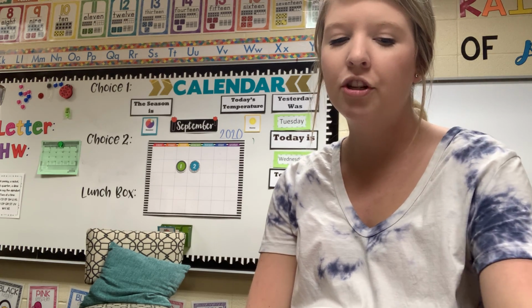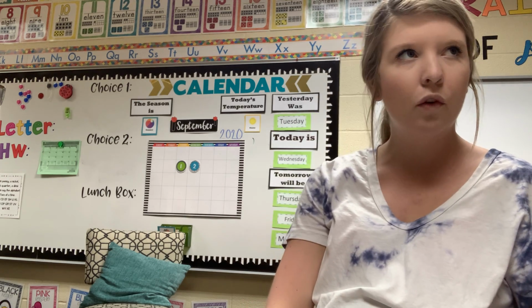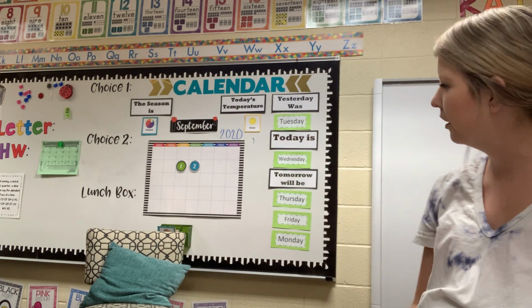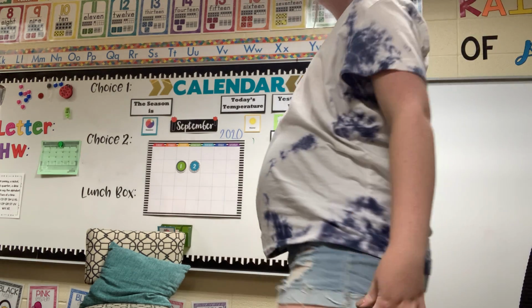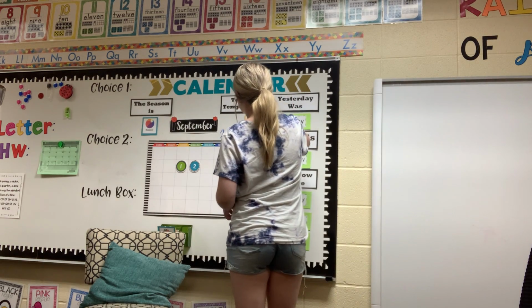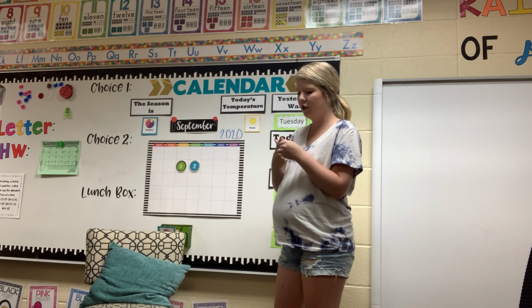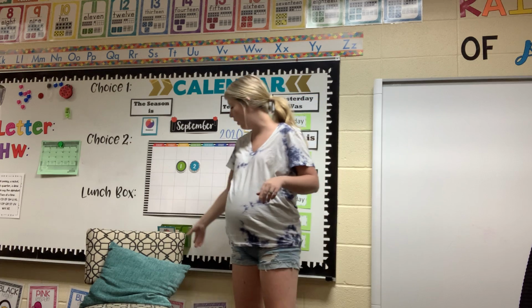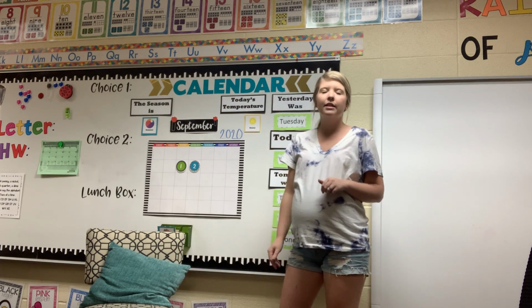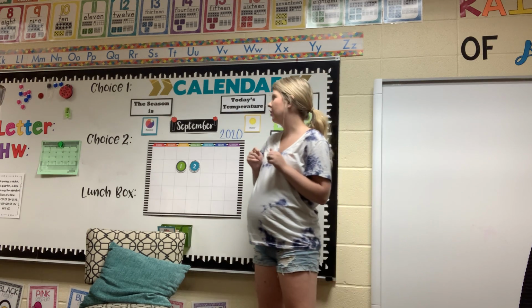So find a page in your calendar that says September and get out a crayon, a pencil, or a marker, something to write with. All right. So we said that it is a new month and that it is called what? Say it with me. September. September. Good. That's our new month.